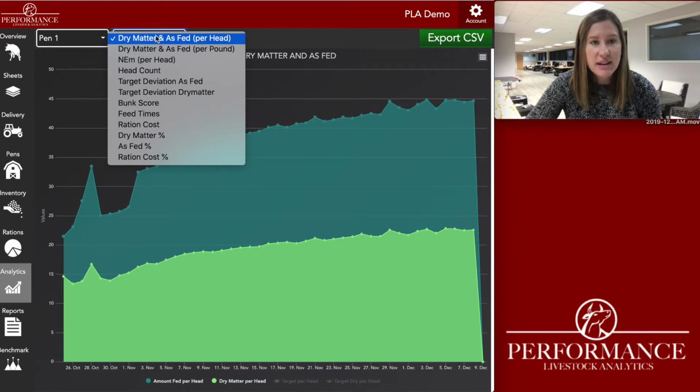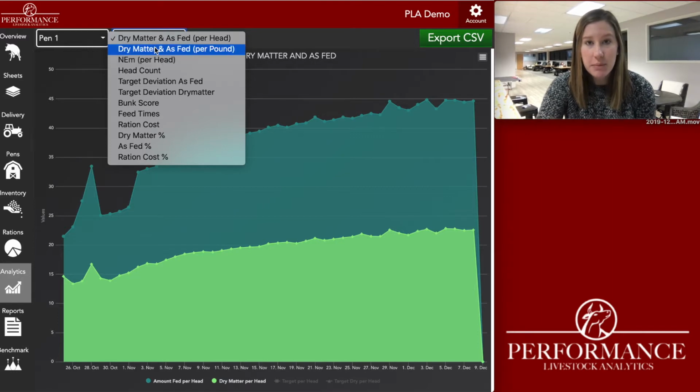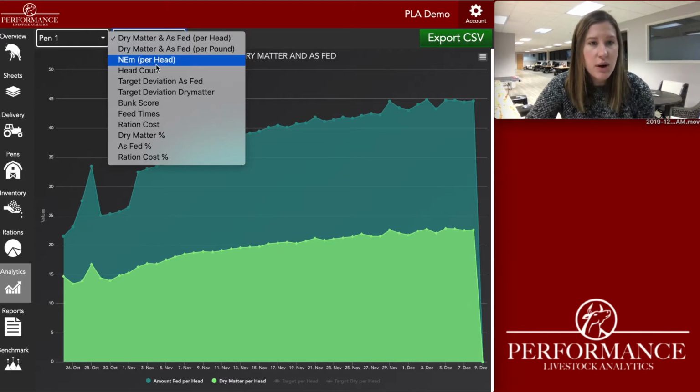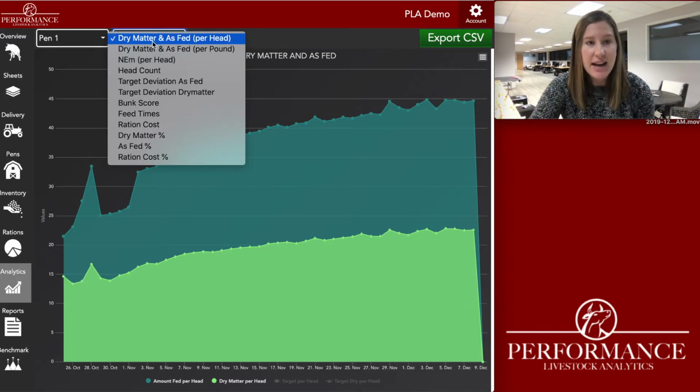So to give you a quick breakdown, there are going to be some of these that are both on a per group and a per pen basis. I only actually have one group of cattle in this account in pen 1, and I think there's about 237 head in there. So I won't hit on all of these for both the pen and the group. So for instance, your dry matter and as fed per head, per pound, your NEM, your head counts, all of those are both on a per pen and a per group basis or per lot.